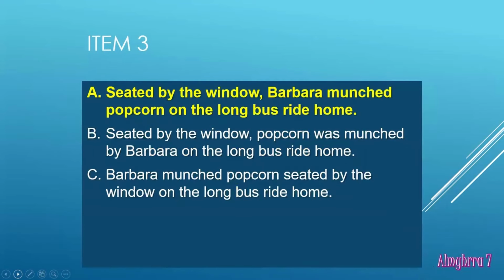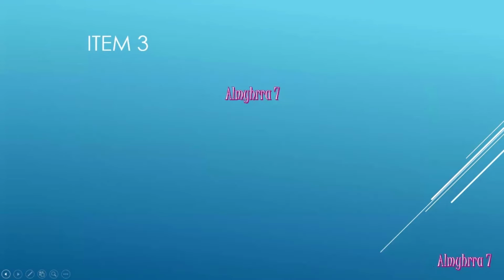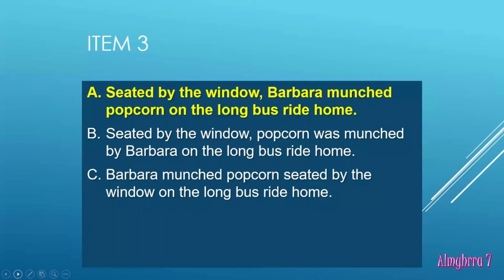Number 3, let's do it. Are you following? Okay, number 3. Of course, here, sad to say, I've given you already the answer. Seated by the window, Barbara munched popcorn on the long bus ride home. So if you notice, we have here the modifier seated by the window. Who is seated by the window? It's Barbara, not popcorn.